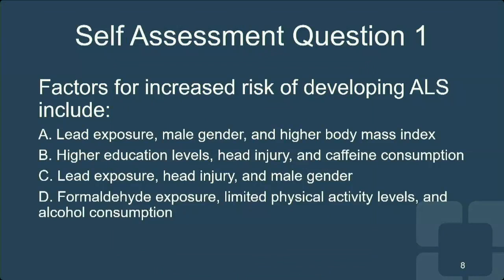So if we're thinking about factors that would increase the risk of developing ALS, the first option: lead exposure, male gender, high body mass index. Second option: higher education levels, head injury, caffeine consumption. Option C: lead exposure, head injury, male gender. Or option D: formaldehyde exposure, limited physical activity levels, and alcohol consumption.